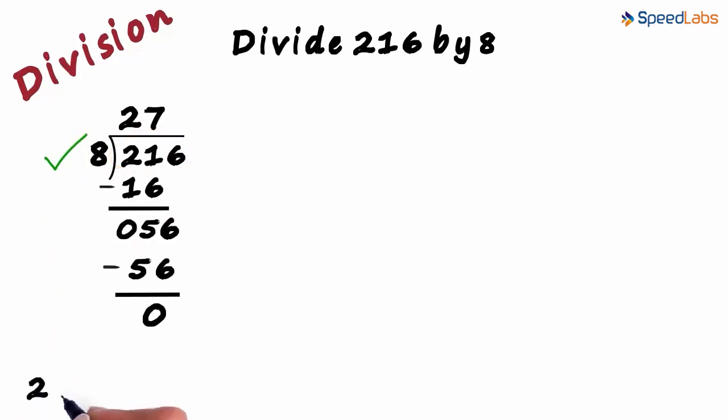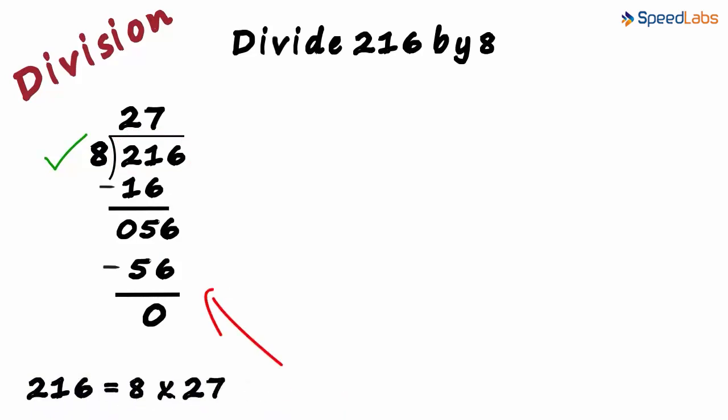We can write 216 as 8 multiplied by 27. What else can we say after looking at this process? Is 27 a factor of 216? Yes, as we can write 216 as 8 multiplied by 27, 27 is also a factor of 216. Remember, 8 and 27 are two of the many factors of 216. This division just helps us to know if 8 is a factor of 216 or not.